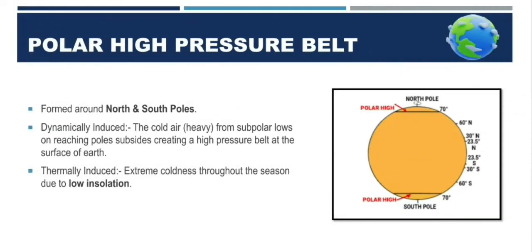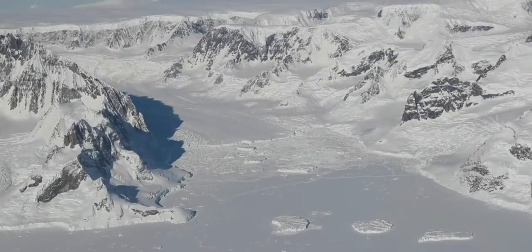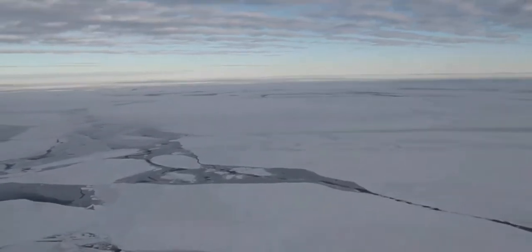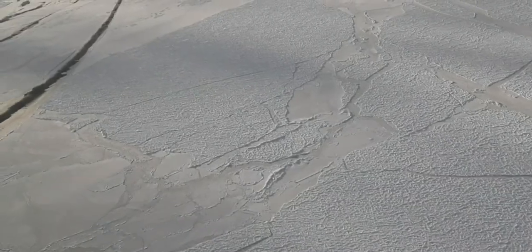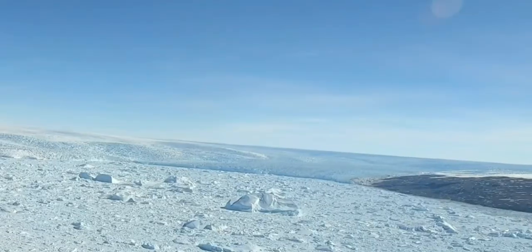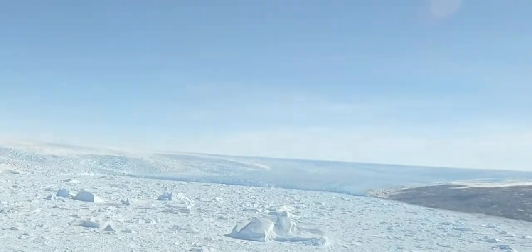And the last and final belt, that is the polar high pressure belt, formed around the northern and southern poles. This is a dynamically induced pressure belt. The regions receive the least insolation, and the air thrown out from the subpolar lows descends here, and the air is swirled into high pressure caps around the northern and southern hemispheres, as a result of which the two high pressure belts are formed around the northern and southern poles.